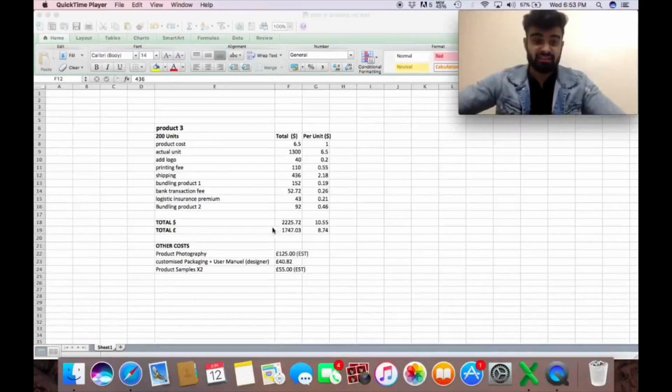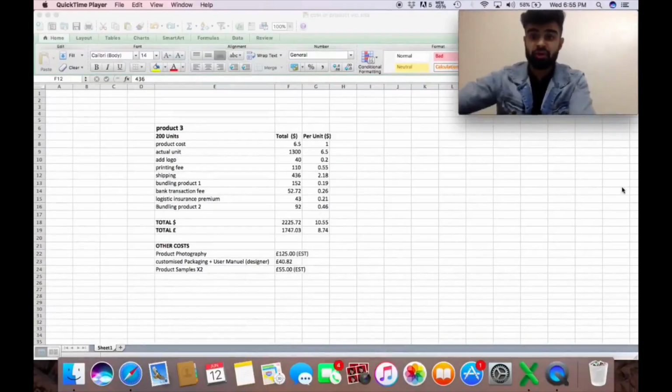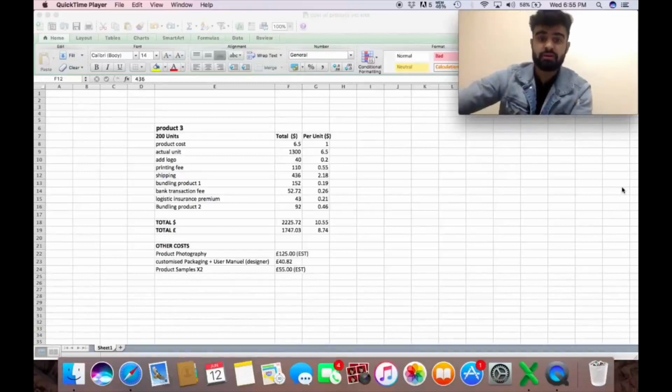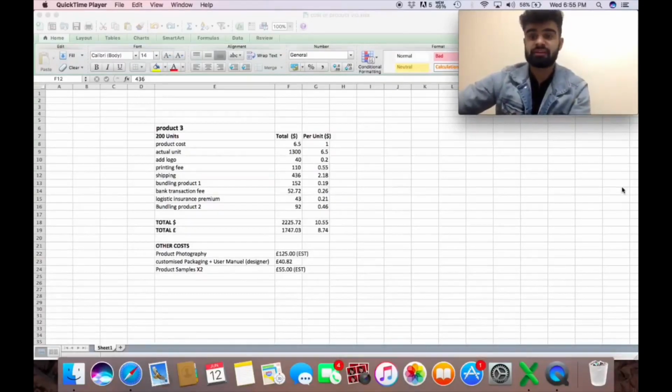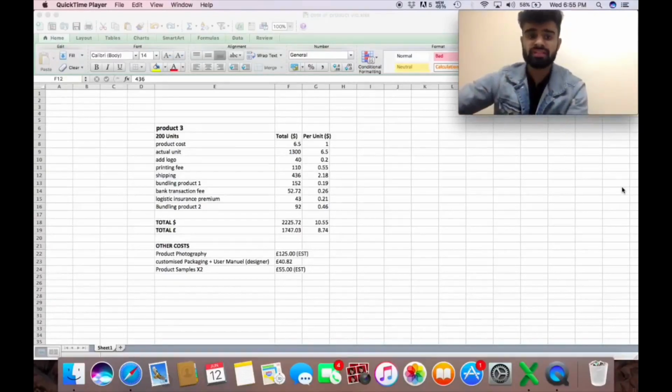And as you can see, the second bundling product only costs $92, so 46 cents. And this will allow me to either increase my price or be chosen by customers choosing my listing over another's. I paid a total of $52.72 or 26 cents per unit for the bank transaction fee, and this is basically a fee that you have to pay because you're using another currency to pay, which is pretty much standard, between 2 to 5% of your total cost in terms of its products and the shipping cost as well.